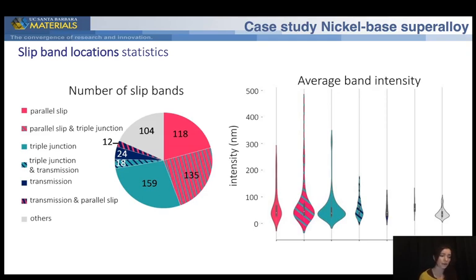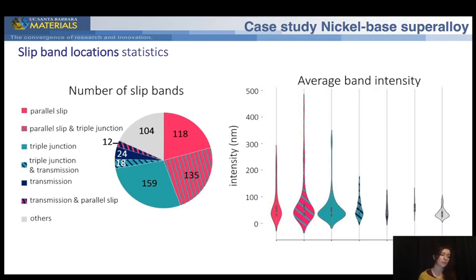As you can see on the pie plot, a majority of slip bands are either in parallel slip configuration or in contact with triple junction. So parallel slip are shown in pink, and bands connected to triple junctions are shown in teal. And of course, a slip band can be in several configurations at the same time. For example, you can totally imagine that a slip band can be connected to a triple junction while also being parallel to a twin boundary.